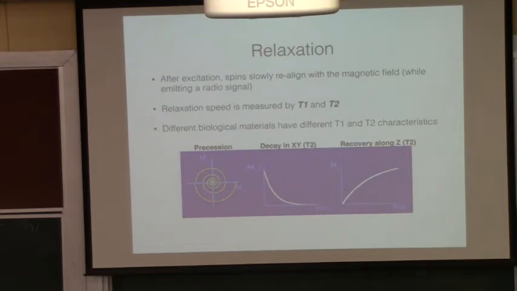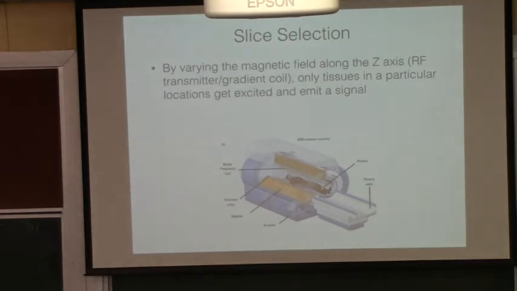Okay. So the relaxations for these T1 and T2 will help you understand properties of different tissues, and different biological materials have different T1 and T2 characteristics. And so if we know the T1 and T2 characteristics of the things that we're imaging, we can have a good idea of the signals that we're getting in our neuroimaging.